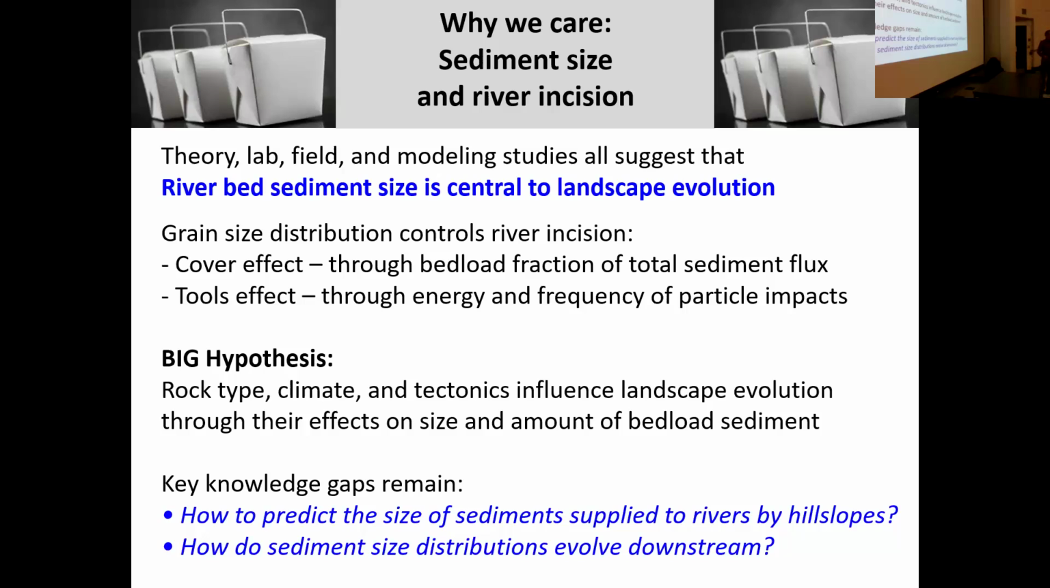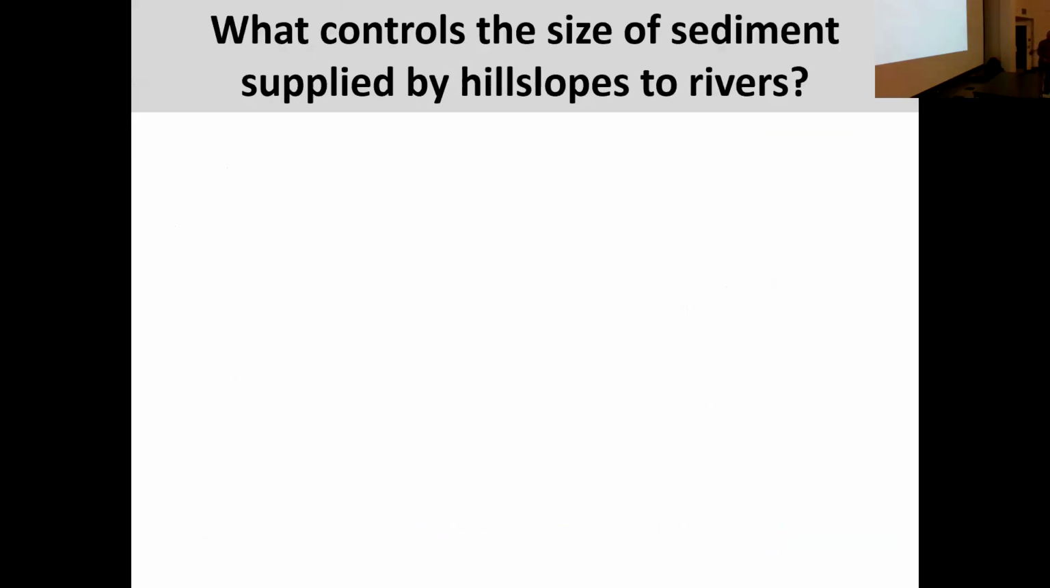And also, once they're produced, the particles are born on the hill slopes, but they don't stay the size that they were born. And so we need better understanding of how grain size distributions evolve as particles move through river systems. Okay, so that brings me to my question. What controls the size of sediment supplied by hillslopes to rivers?